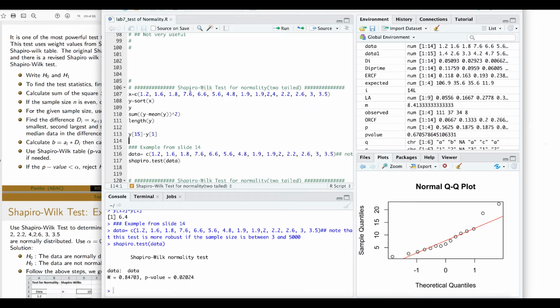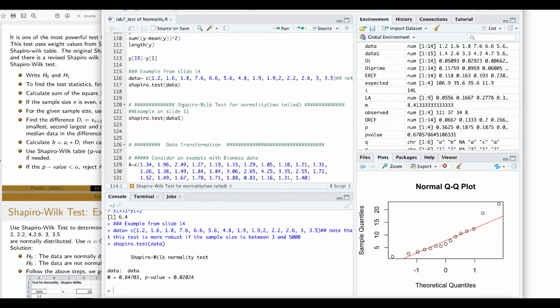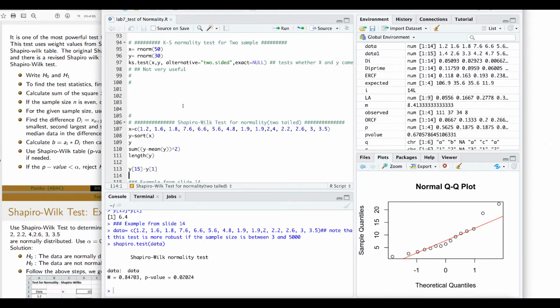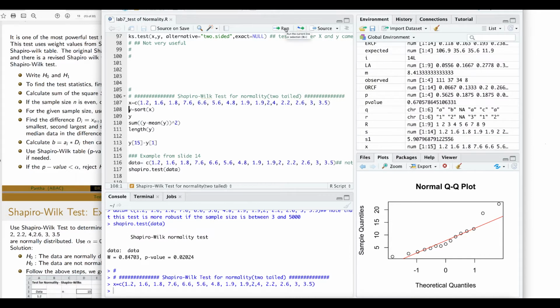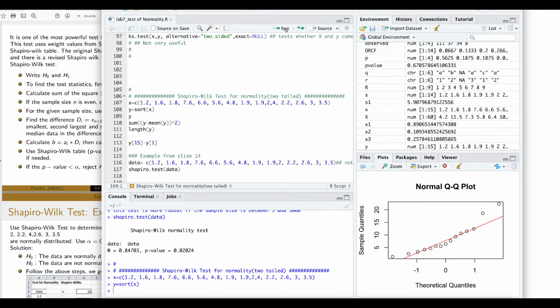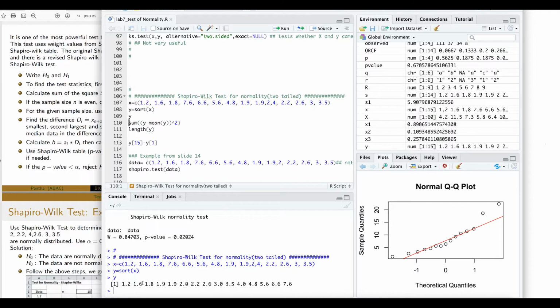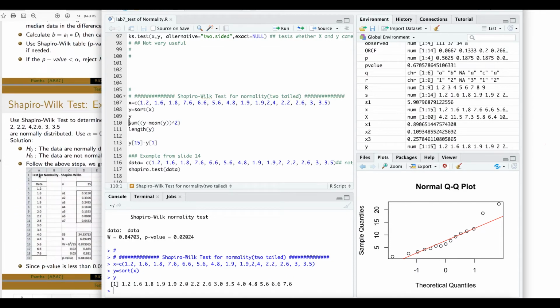Where is my data? Let me find that. So 1.2, 1.6, the last one is 3.5. Yes, so this is the data. Okay, and then I sort the data. This is the sorted data, 1.2, 1.6 and so on. So I wrote the sorted data here. The last one is 7.6. That's the last one. All right.